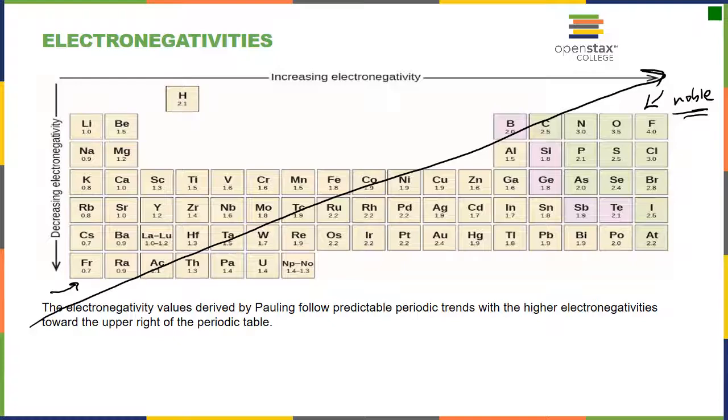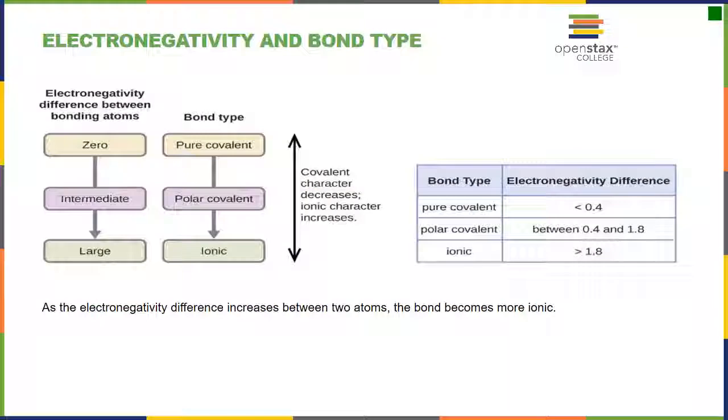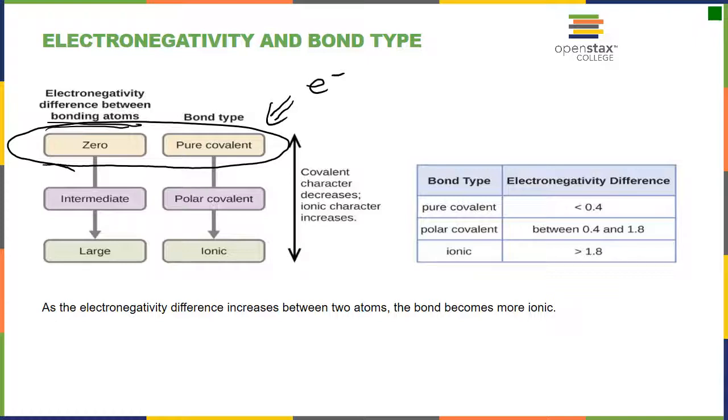So what happens when we take and put elements together? What sort of bonds are they going to make? So if we look at our electronegativities, if the electronegativity between the two bonding atoms, and we do this for each pair of atoms that we have in our molecules, if their difference in electronegativity is 0, we say that the bond is purely covalent, which means that the electrons are going to be shared equally.